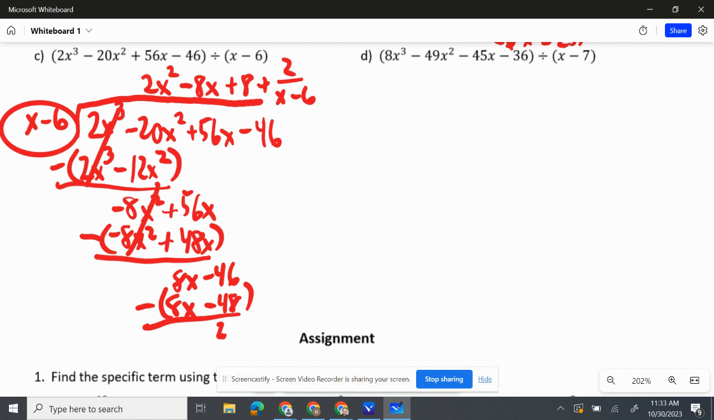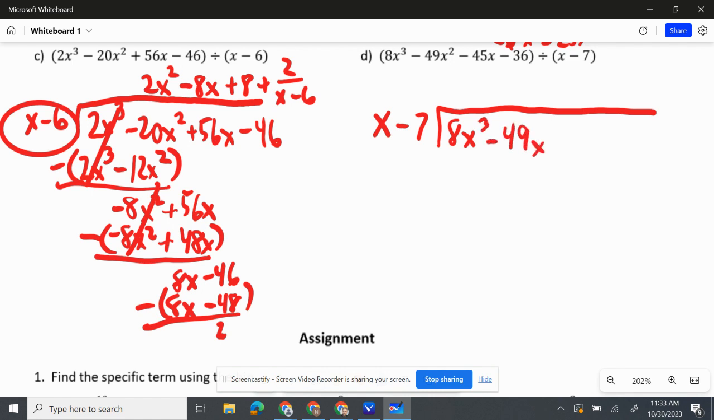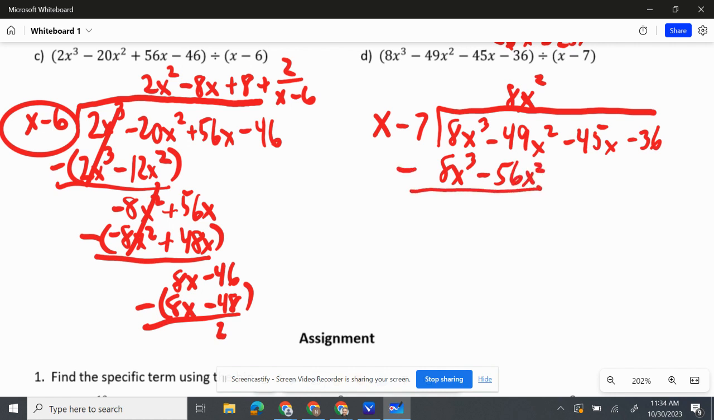Okay, last one. We're going to take the x minus 7, and we're going to divide 8x cubed minus 49x squared minus 45x minus 36. x goes into 8x cubed, 8x squared times. 8x squared times x is 8x cubed. 8x squared times negative 7 is negative 56x squared. And then what I do is subtract my terms. That gives me 7x squared.